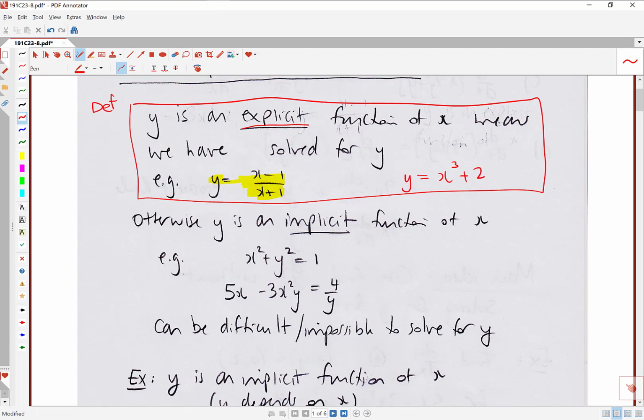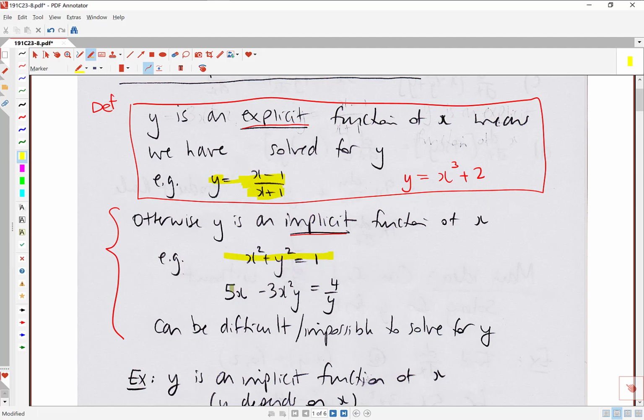So the other situation, let's look down here, would be where y is an implicit function of x. So that's a situation where x and y are related in some equation, but we do not have y on the left side of the equation. So if we looked at something like x squared plus y squared equals 1, okay, we've got an equation where the x and y are all tangled up. The y is not sitting on the left side of the equation. So we say that y is an implicit function of x in that situation.